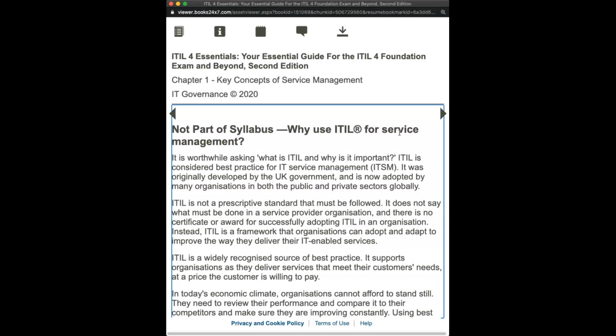So why use ITIL for service management? ITIL is basically a best practice, developed by the UK government, and now it's being used by both the public and private sectors globally. But ITSM is not restricted to only following ITIL. It adopts many types of best practices and includes ITIL, because ITIL is one of the more popular ones.